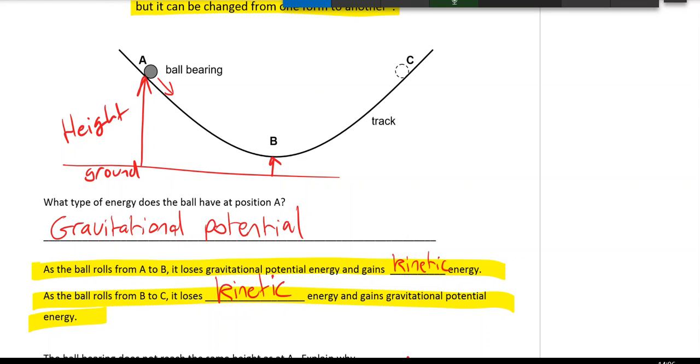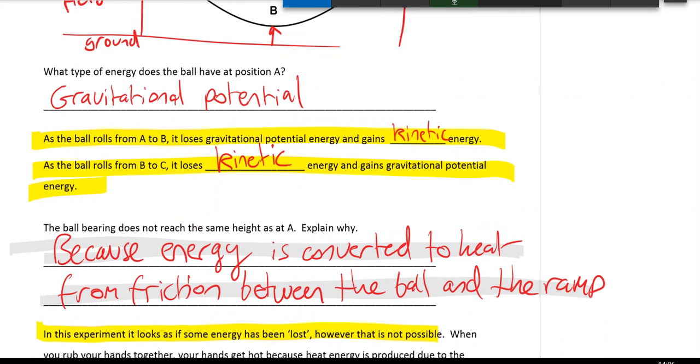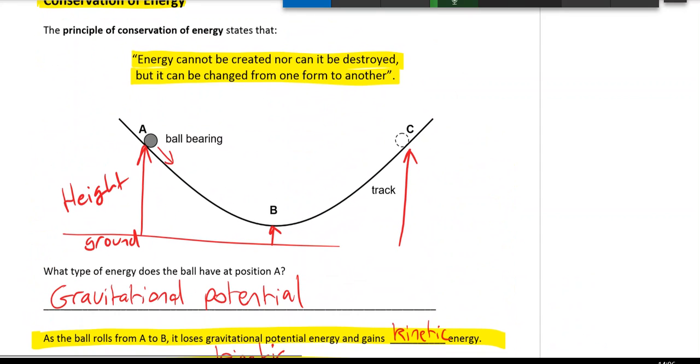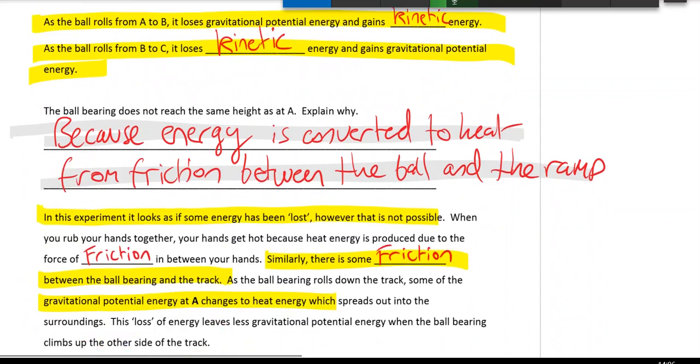As it rolls from A to B, it loses gravitational potential because the height is becoming less, and it gains kinetic energy. As the ball rolls from B to C, it loses kinetic energy and gains gravitational potential because it gains more height. The ball bearing does not reach the same height as A. Okay, so why would it not roll all the way around and back to the same position?